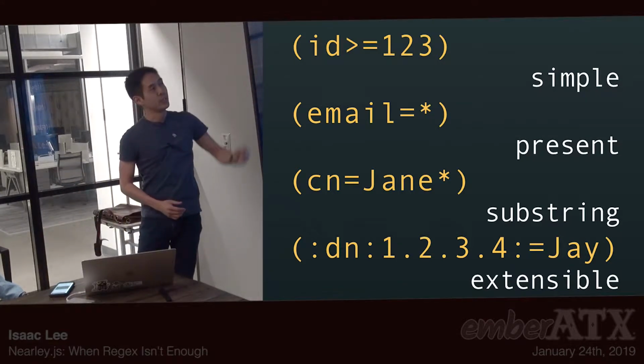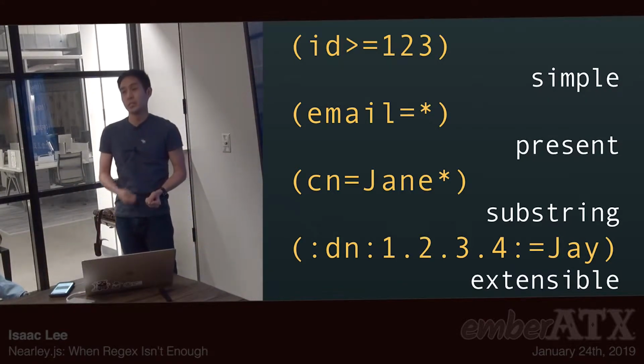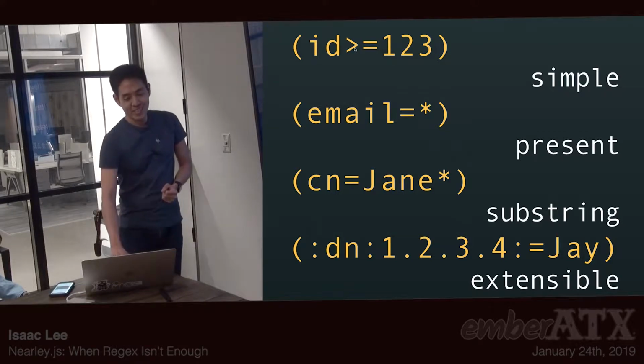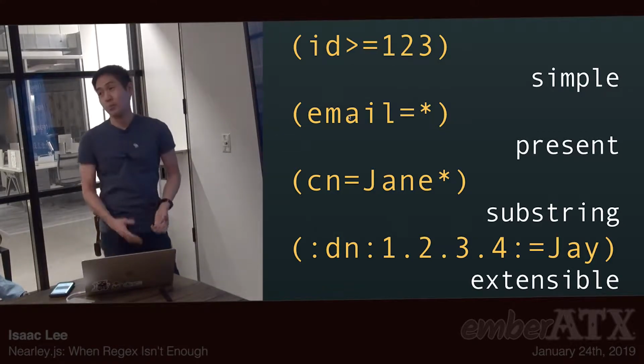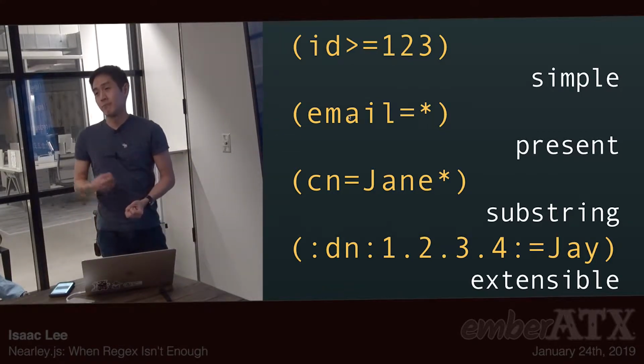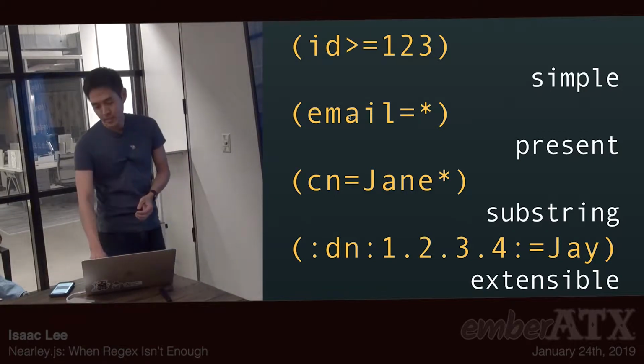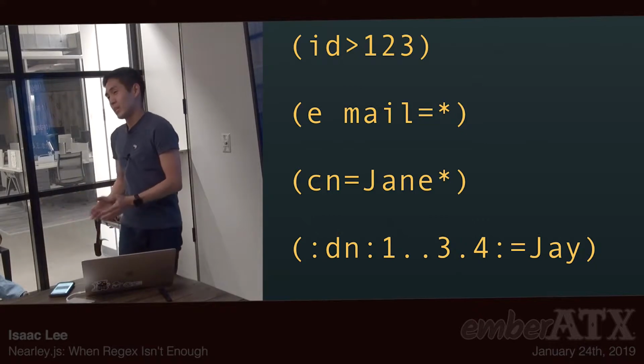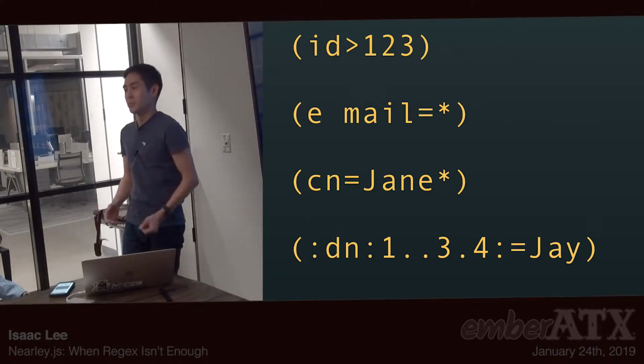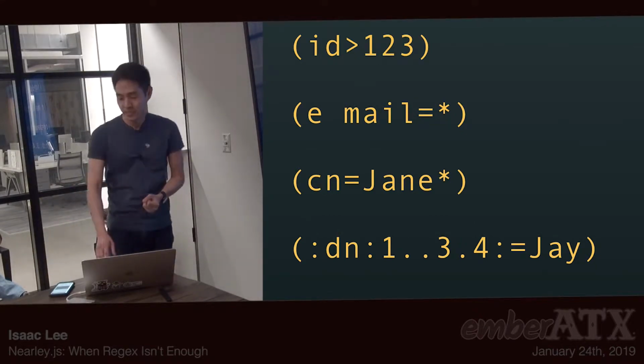I know that this expression is a valid LDOF filter because it is a simple expression. This one is valid because it's a present expression, and so on. So you can classify each expression, and because you can classify it, you know it is valid. And there's a converse problem. If something is not valid, I also want to know why it is not valid, right?